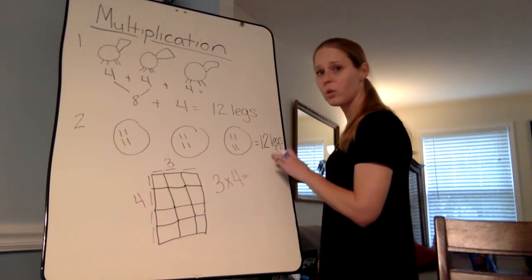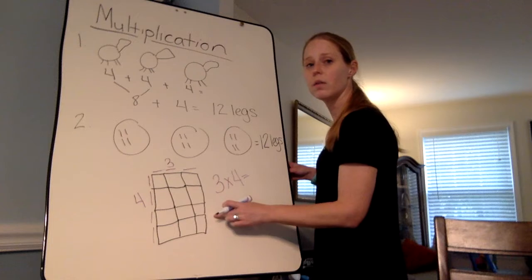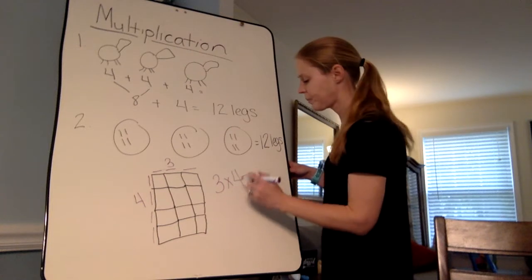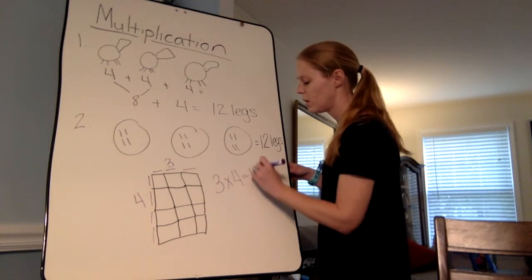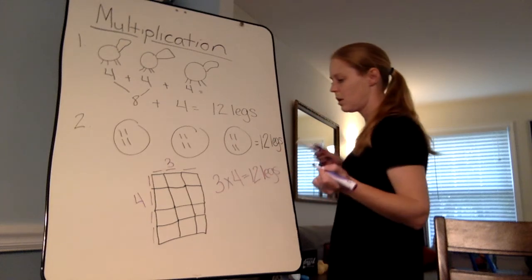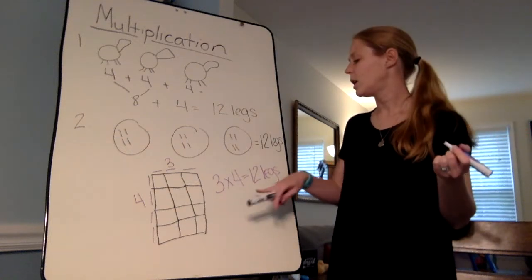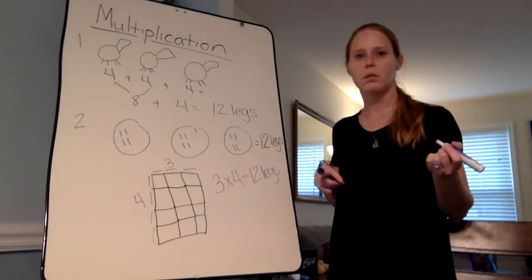And then am I still going to get the 12? Absolutely. Because if I want to, I can go back through and count all of these boxes in my array. 3 times 4 equals 12 legs. Does that answer our word problem? How many legs did he see? He saw 12 legs. All right?